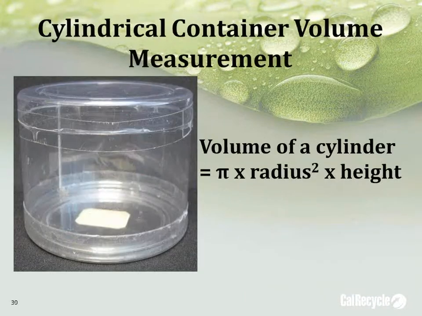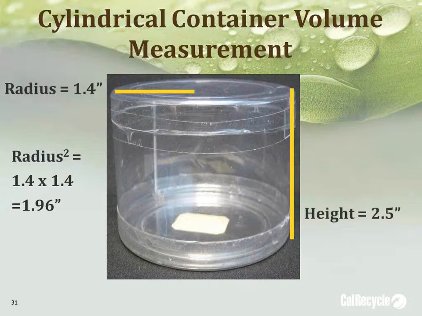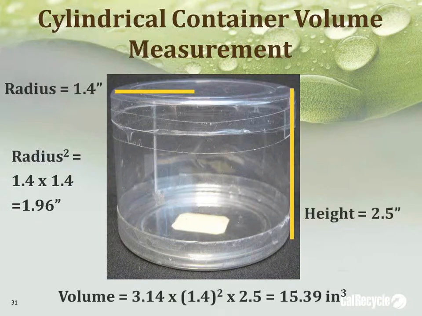As another example, a cylinder's volume can be calculated by multiplying pi times the radius squared times the height. Using this cylindrical container as an example, pi is always 3.14 and the radius is 1.4 inches. The radius squared would be 1.4 times 1.4, or 1.96 inches. And the height is 2.5 inches. Therefore, pi, or 3.14, times 1.96 times 2.5 is equal to 15.39 cubic inches. The volume of this container is 15.39 cubic inches.